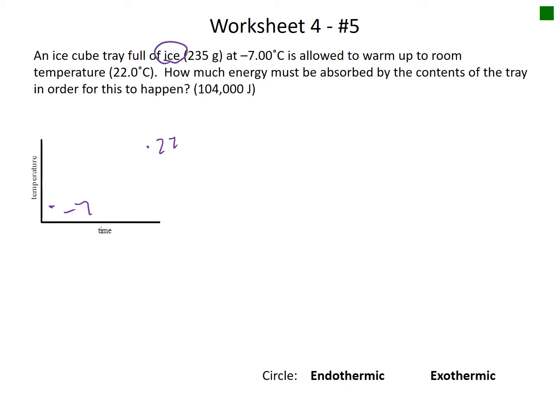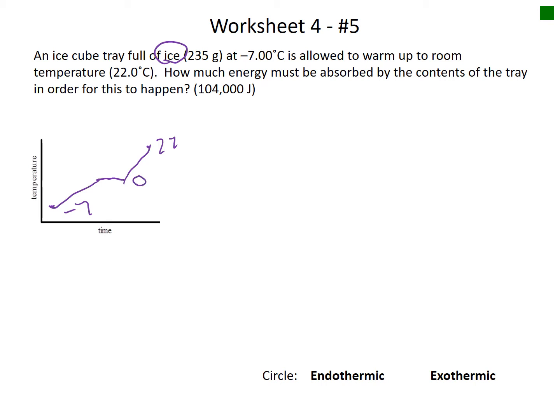Because I'm told that it's ice, I know by memorization that ice melts at 0 degrees and starts to boil at 100 degrees. So when I go from -7 to 22, at some point I'm going to pass through 0. So I know that there is going to be one flat line in between. There is no other flat line because you do not reach 100 degrees. So my graph would look something like that, and that's 0.